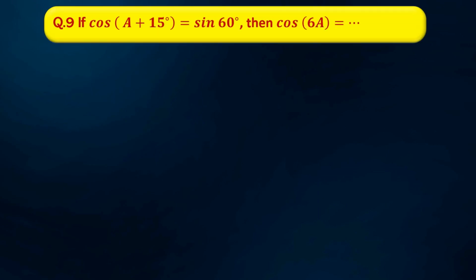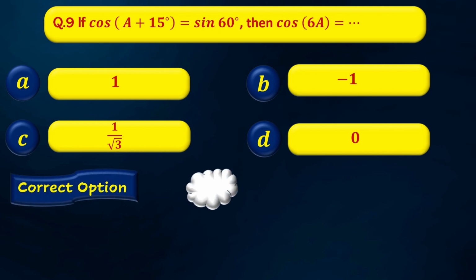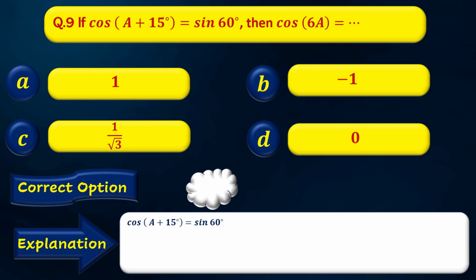Question number 9. If cos of (a plus 15 degrees) is equal to sine 60 degrees, then cos of 6a is equal to, and the options are. Let's find out which one is the correct option. But before that, let's explain it. Here, cos of (a plus 15 degrees) is equal to sine 60 degrees. We write sine 60 degrees as sine of (90 degrees minus 30 degrees).